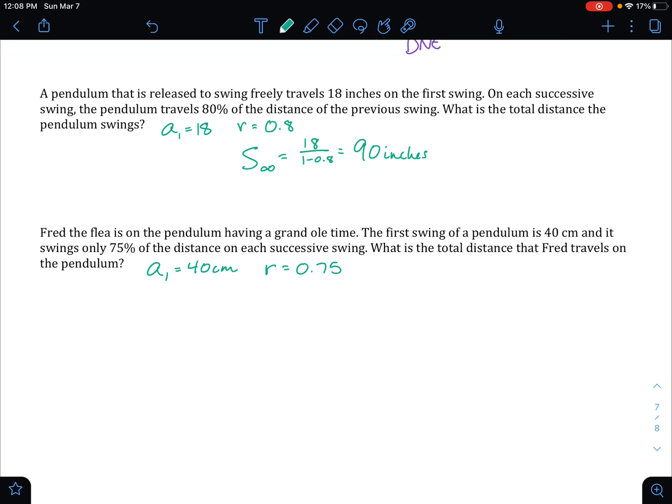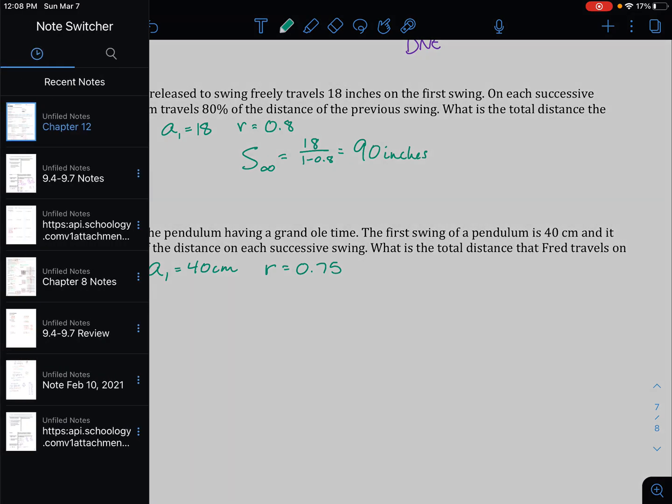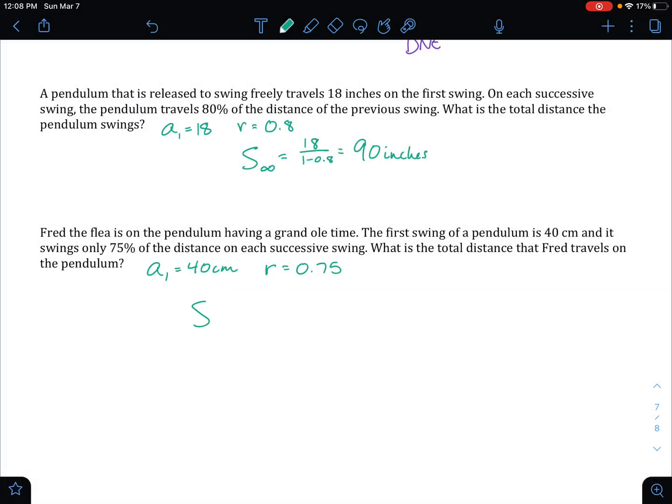Once again, you've got to look at that r value. It's less than 1, so we can go ahead and use our infinite series and get 40 over 1 minus 0.75, which is going to give us that Fred is swinging a total distance of 160 centimeters, and that would be finished.